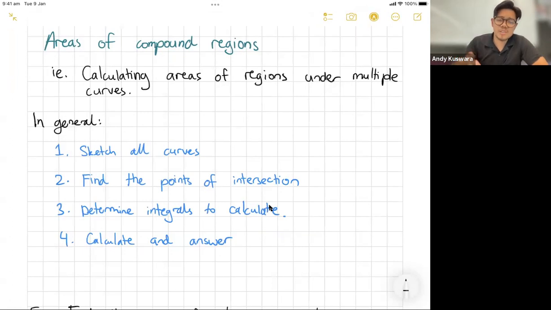So in general, when we're solving any one of these questions, and I'll model it for you, I'll need you to sketch all the curves. So that means you'll need to know how to sketch functions. Now, this is the important one that you didn't have to do before. You'll have to find the points of intersection because that's going to tell us exactly where we need to integrate in between. The points of intersection is normally what will bound a function or bound an area. Then 3 and 4 is very similar. At that point, you can determine the integrals to calculate. And then for part 4, you're going to calculate and answer your question in the correct units.